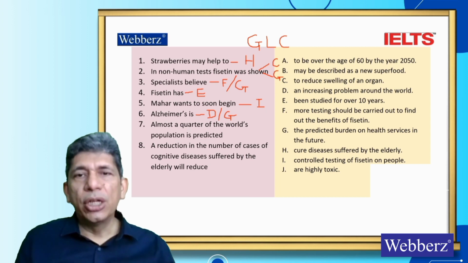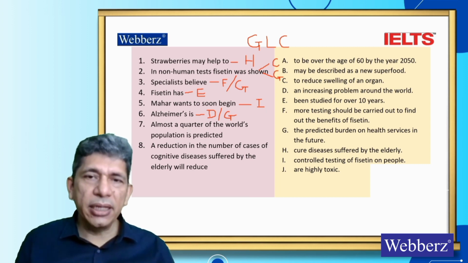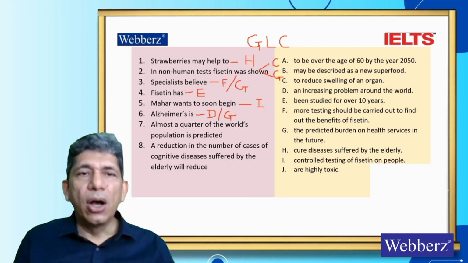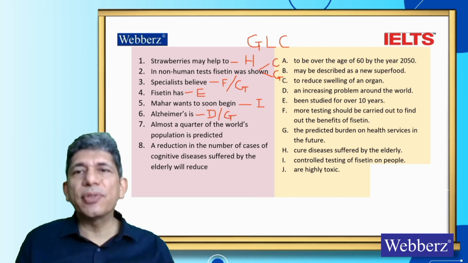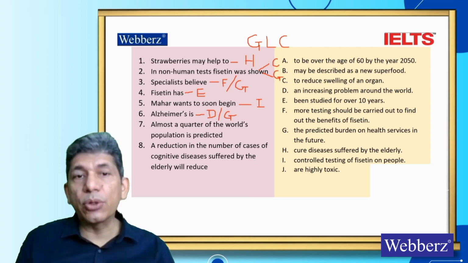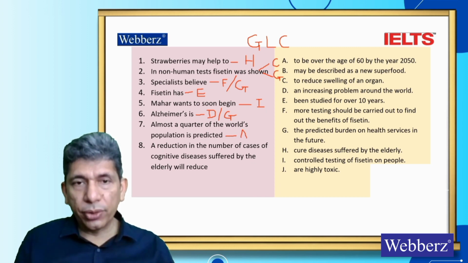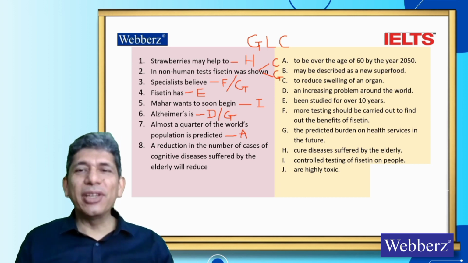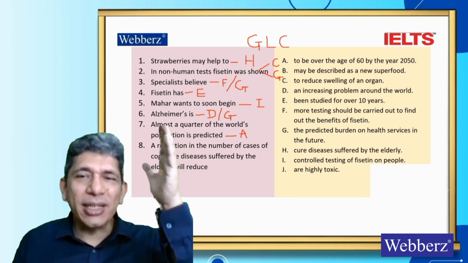Alzheimer's is cure diseases suffered by the elderly. Control testing of histamine on people are highly toxic. Almost a quarter of the world's population is predicted to be over the age of 60 by 2050. Well, this looks pretty okay. We have been reading a lot of newspapers and journals which say this as the truth. But again, we will not rely on outside knowledge. What we will do, we'll have to use our knowledge of what is written here.